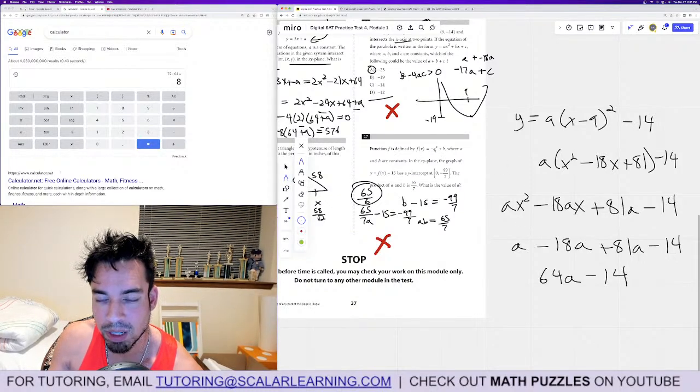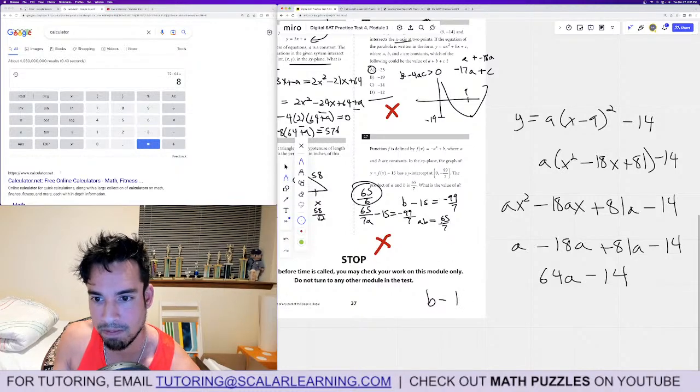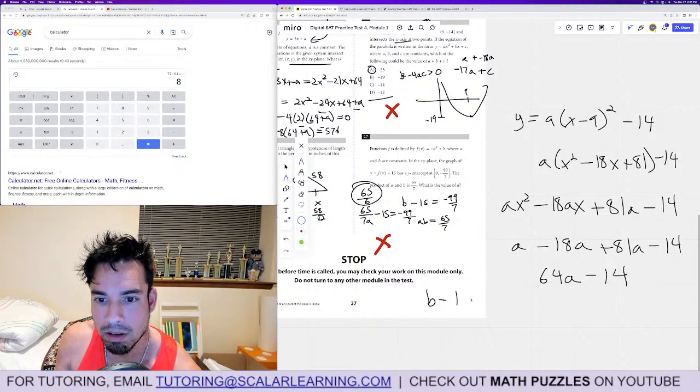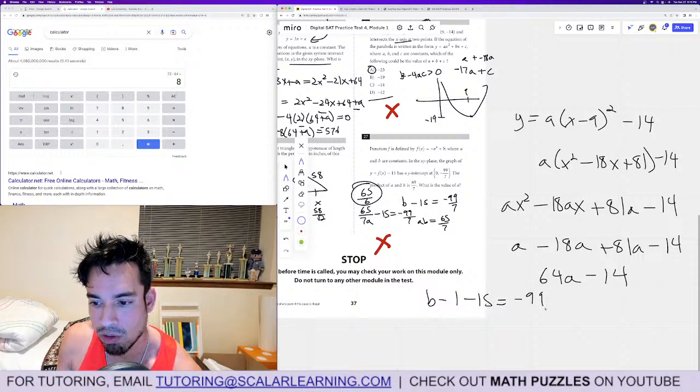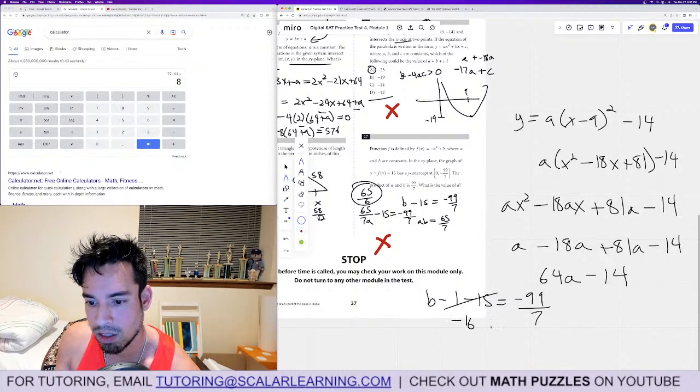Y-intercept is b minus 1, because you plug in 0, you get -1. So the y-intercept was b minus 1, okay? And then so now b minus 1 minus 15 equals negative 99 over 7. There we go. So that's minus 16. So then it's minus 16, so then it's plus 16 over here.